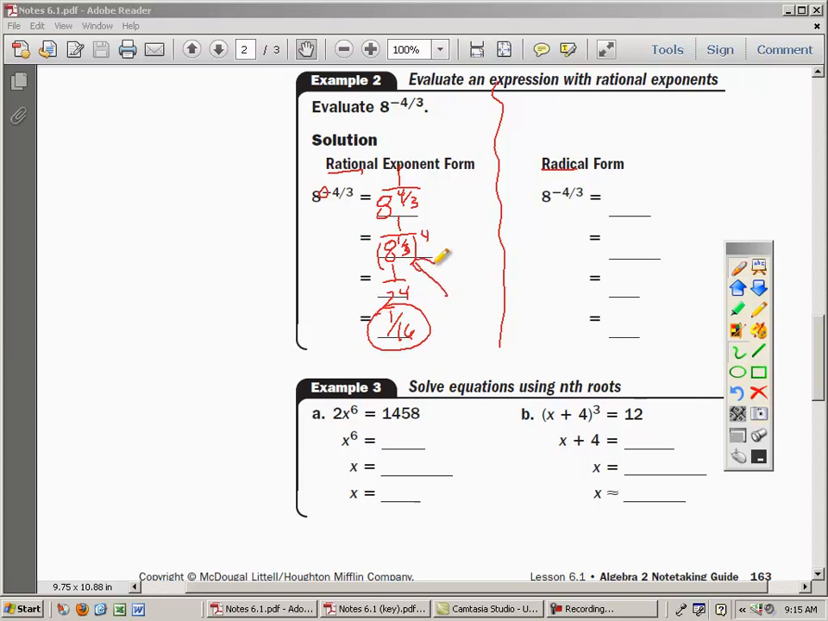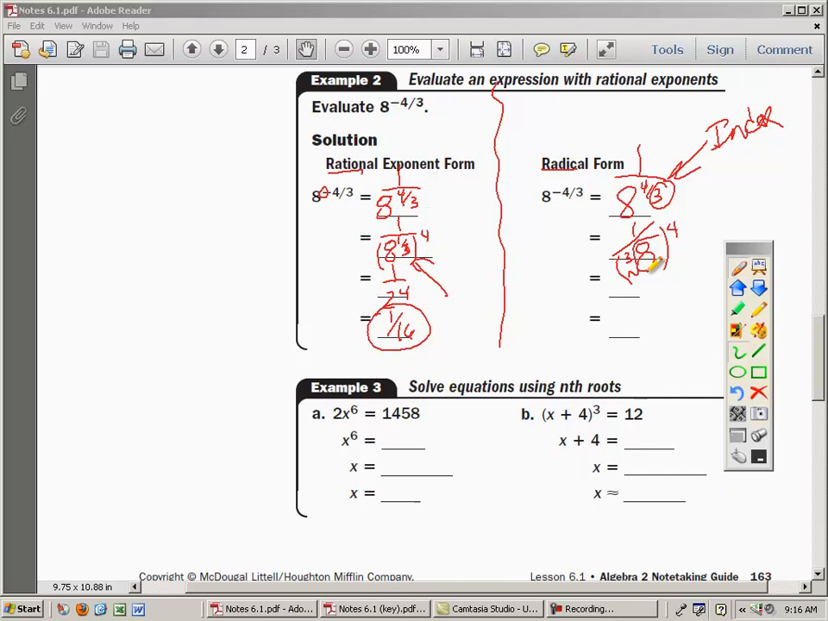Now, for me, this is harder to recognize, so I'm going to do it with radical form. Again, the same thing goes. This is 1 over 8 to the 4/3 power. And then I'm going to write this 1 over, and I kind of have to put my fraction bar sideways a little bit, sorry. This becomes the third root of 8 to the 4th power. So because this number right here is my index, that's my index on my radical sign, it becomes the third root of 8, and then the third root of 8 is 2.